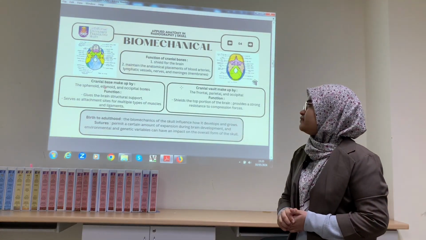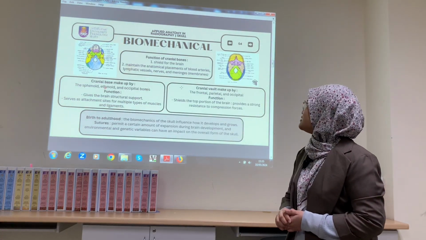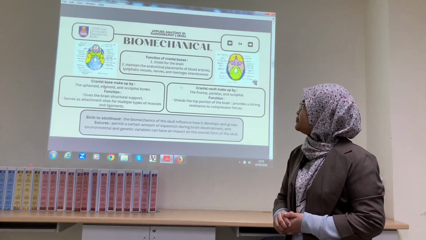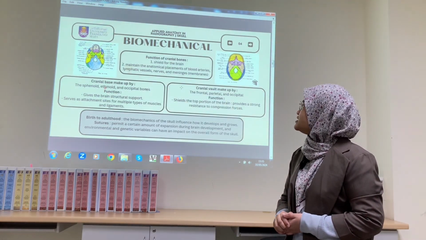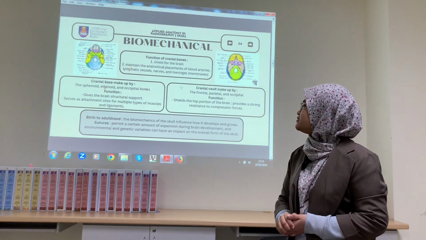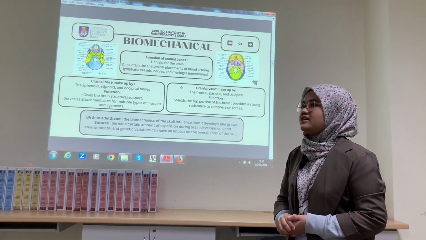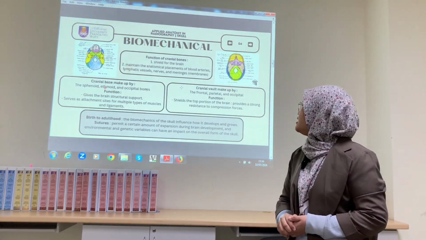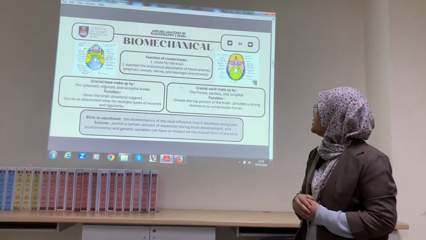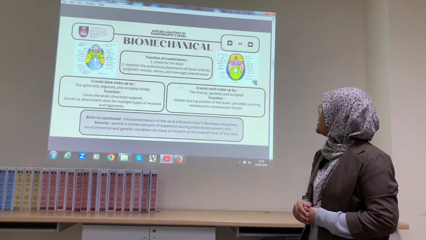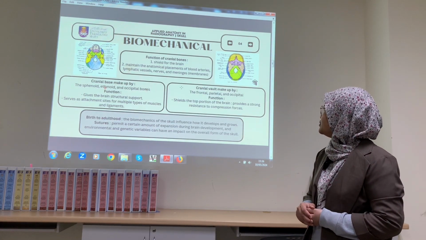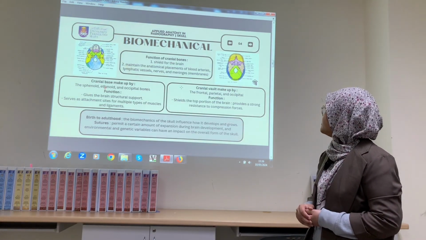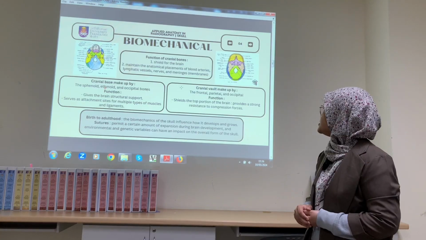We have two components of the cranium, which are the cranial base and the cranial vault. The cranial base is made up of the sphenoid bone, ethmoid bone and the occipital bone. Its function is to give the brain structural support and serve as an attachment site for multiple types of muscles and ligaments. The cranial vault is made up of the frontal bone, parietal and the occipital. Its function is to shield the top portion of the brain and provide strong resistance to compression force.